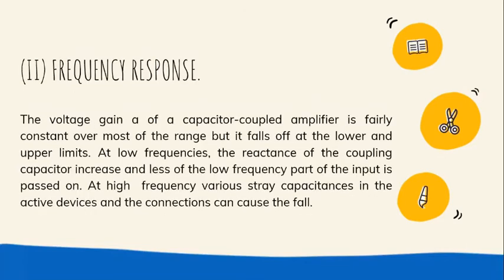Next. Number 2 is frequency response. The voltage gain of a capacitor coupled amplifier is fairly constant over most of the range, but it falls off at the lower and upper limit.